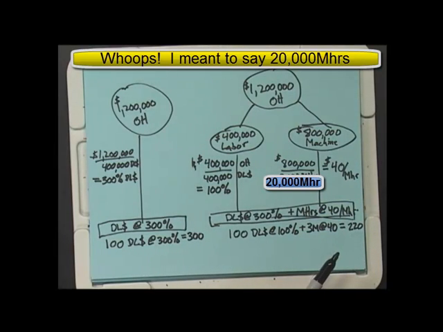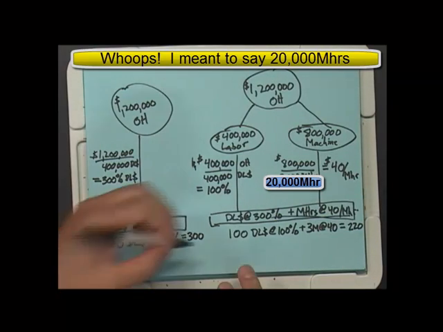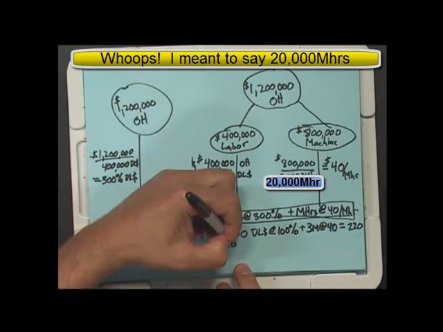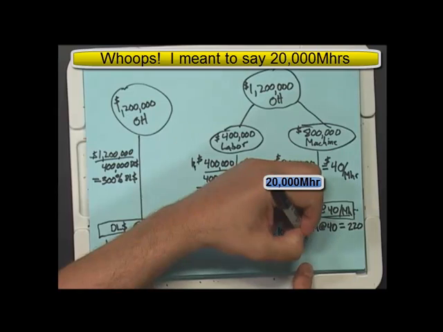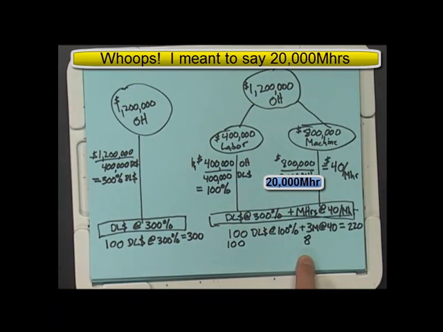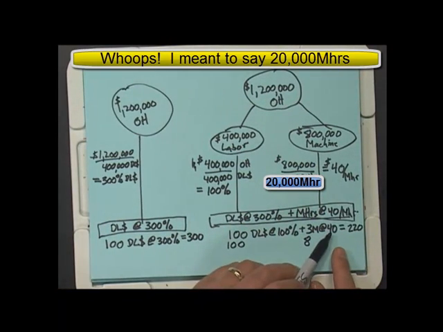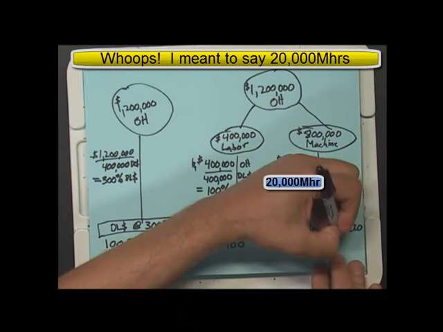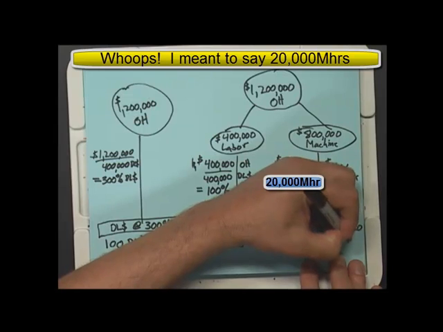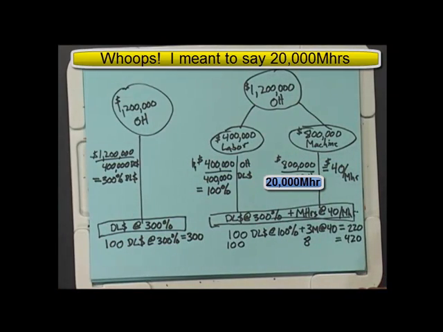Is that always going to happen? What made that happen? Well, let's use another example. Let's say that it has the same 100 direct labor dollars, but instead of only 3 machine hours, it has 8 machine hours. Well, 8 times 40 is 320 plus the 100 for labor, so that's going to get us to 420. Okay? Well, what's going on here?